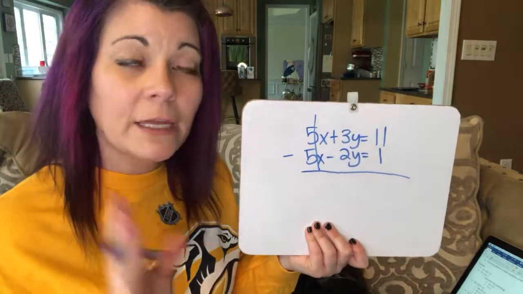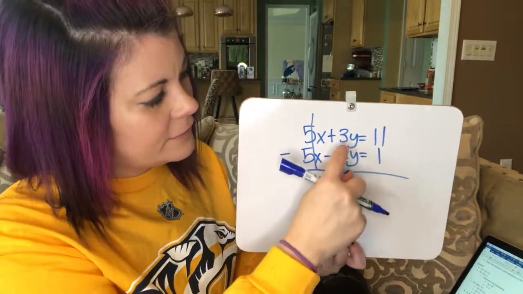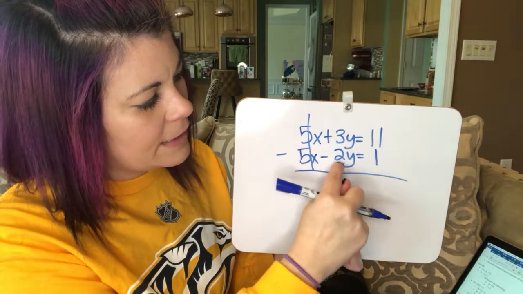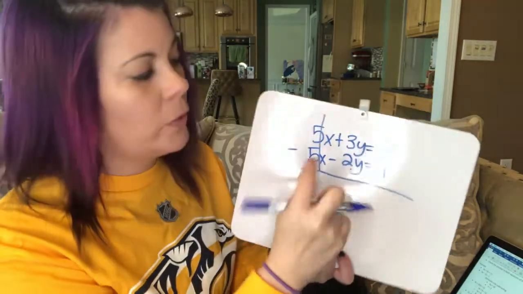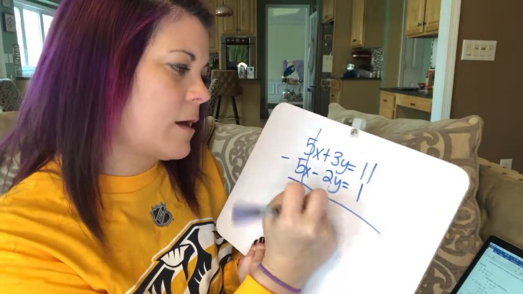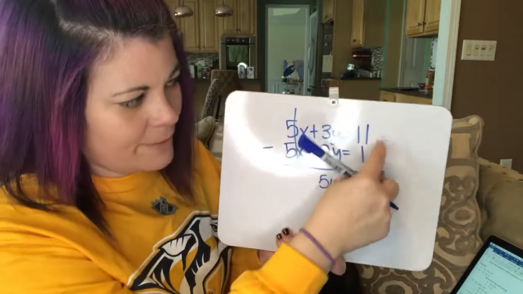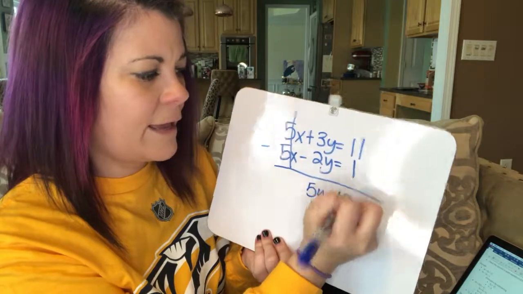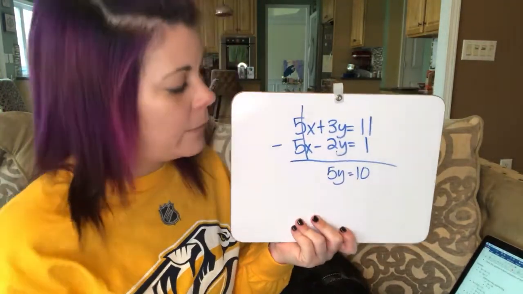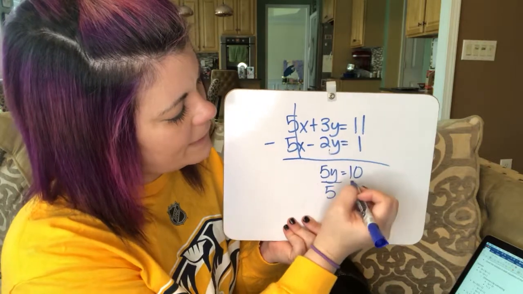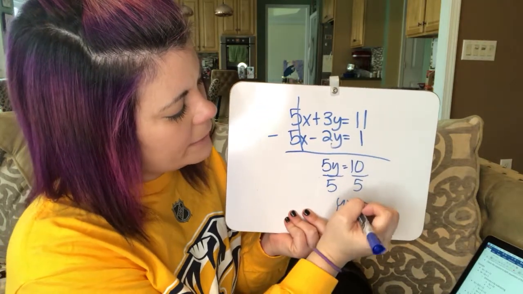Now it gets a little tricky. You have to know your integer rules because this is 3 minus a negative 2. So 3 minus a negative 2 is a positive 5y. And then 11 minus 1 is 10. And then we've eliminated it, and we have an equation that we want to solve. So divide by 5 on both sides, y is equal to 2.